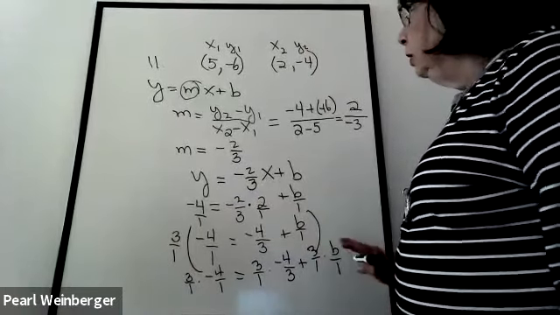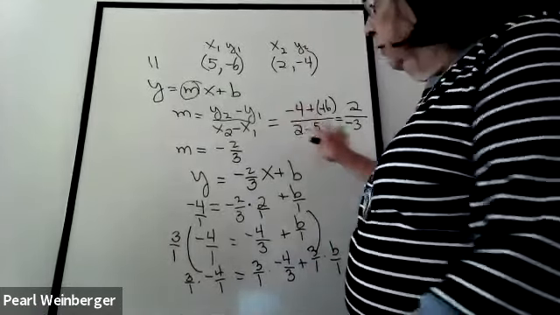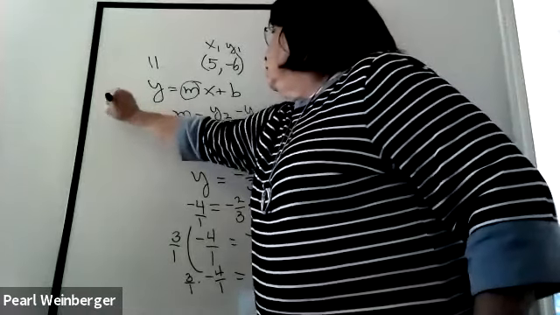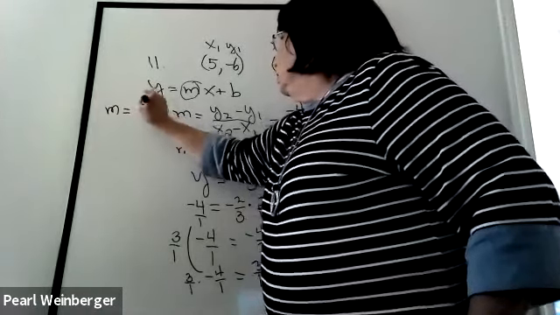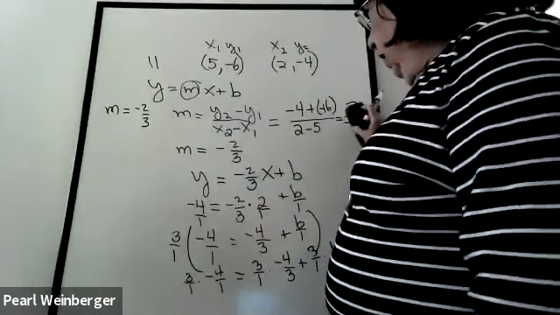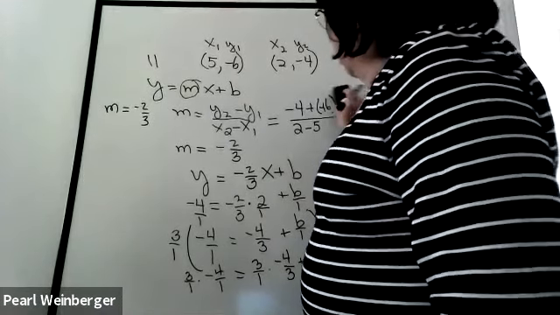Okay, so I'm going to have to erase some of this so it has some more room. So remember, we found out that our slope is negative 2/3. Okay, so I am erasing from here on.